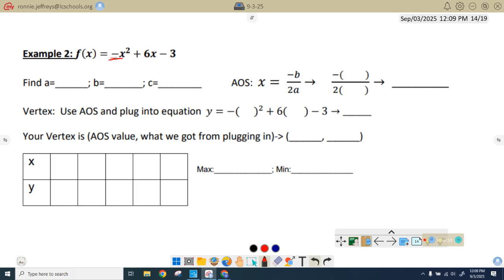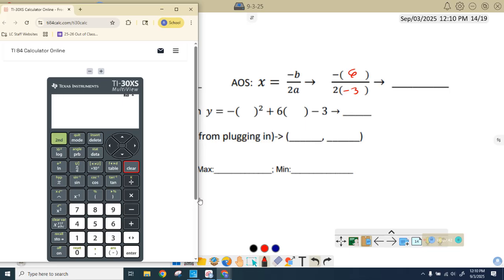A is this number right here. What is this number in front of x squared? -1. Okay, we know that's negative, that it's going to open down like that. All right. Our b is right here. Our c is -3. Now we just plug in the bits. Negative parentheses 6. Yep.